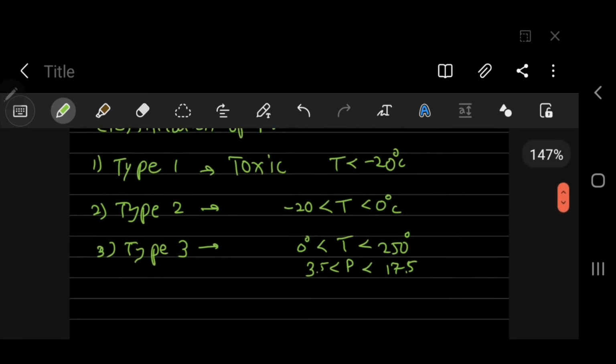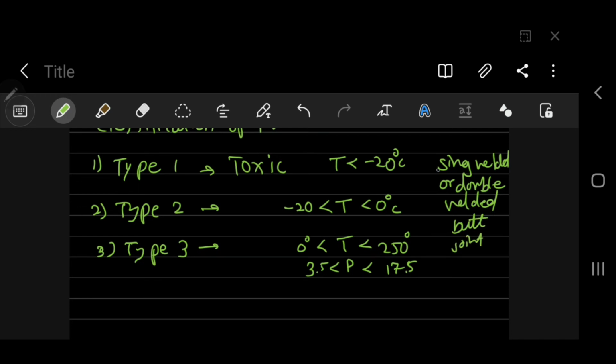Now all these types of pressure vessels can be joined by a single welded butt joint or a double welded butt joint.